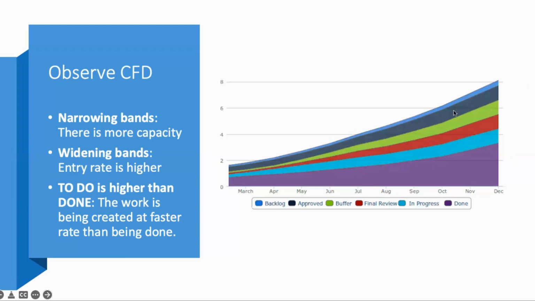If your to-do is higher than done, so if this band at which the entry is being done, which is to-do or the backlog, is wider than what you have done, that means that your demand is getting generated faster and you are not doing the work faster. In that case, you have to look at how you can shape the demand. You have to look at the demand pattern.